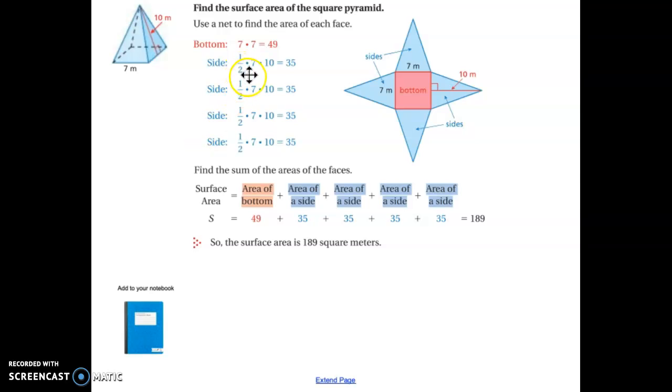And then if we do each side, we would find all 4 of these. 7 times 10 divided by 2. So that's 70 divided by 2 is 35. We have 4 of those. So then we add up all of the faces, or the surfaces of the square pyramid, and we get 189. So 189 square meters. Pardon my yawn there.